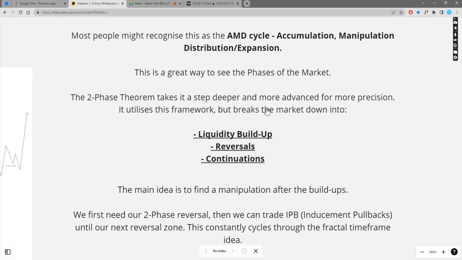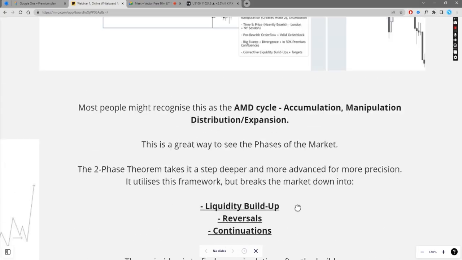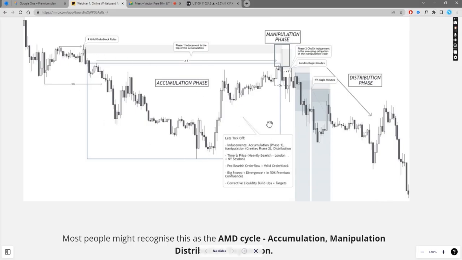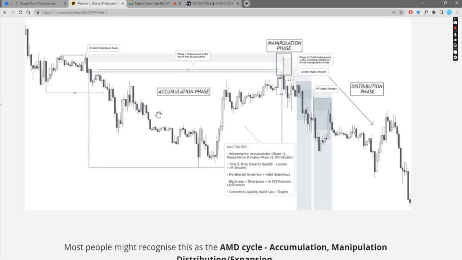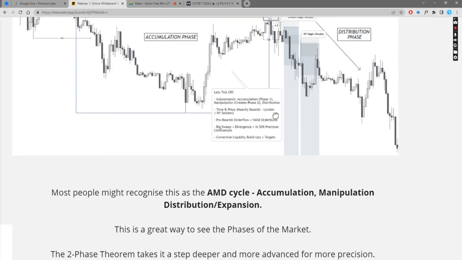It utilizes this framework but breaks the market down into liquidity build-up, reversals, and continuations. So looking at this, our accumulation is our liquidity build-up, and it's where we don't want to trade. We don't want to trade in our accumulation because we know it's going to end up getting liquidated. You can, if this is 4 hour, it's very different, okay, because you can trade in the 5 minutes within this, but if you're a high time frame trader or you're looking for a higher probability, you got to wait for that manipulation, that strong manipulation wick, like that, okay?